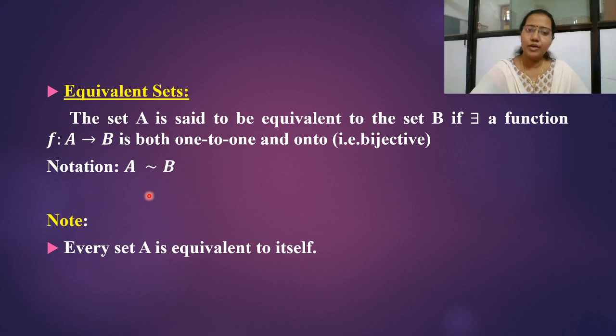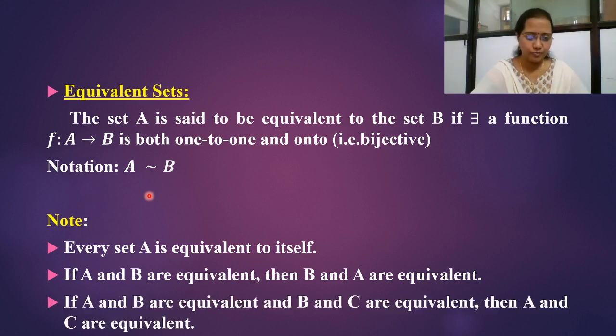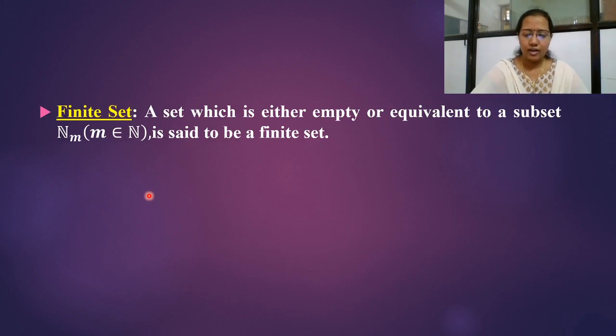Note that every set is equivalent to itself, because in any set every element maps to itself. We can say that if A and B are equivalent, then definitely B and A are equivalent, because if there exists a function f from A to B which is 1-1 and onto, then definitely the inverse function is also 1-1 and onto. Another property: if A and B are equivalent, and B and C are equivalent, then A and C will be equivalent. Now let us see some definitions of sets.